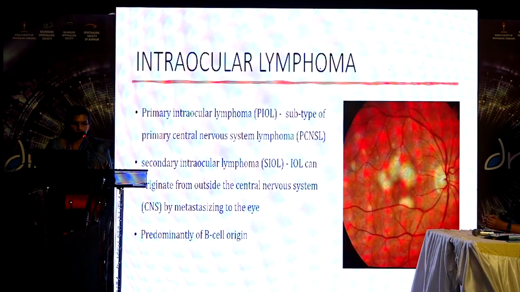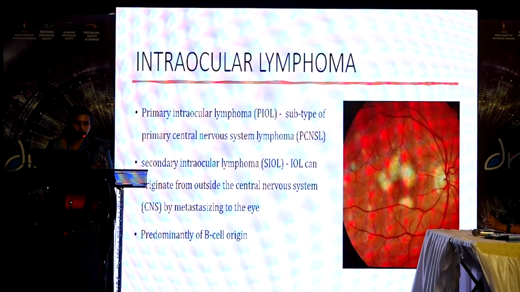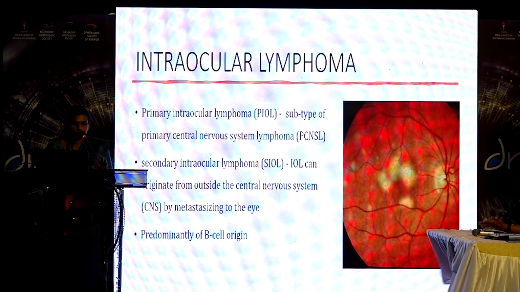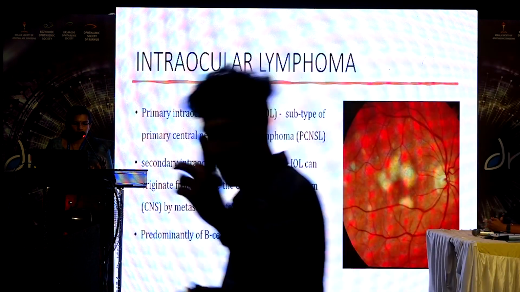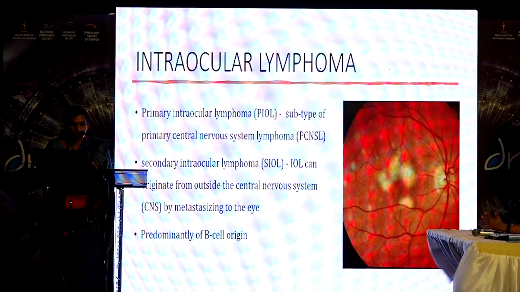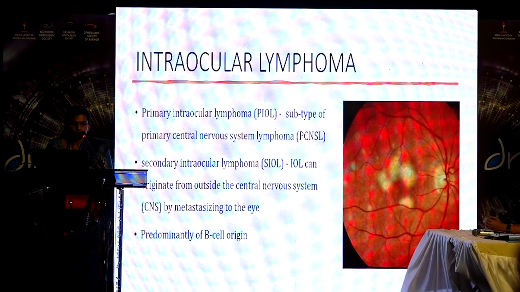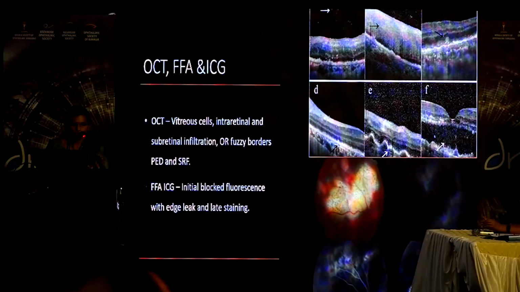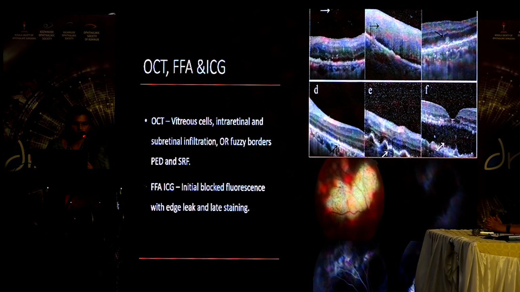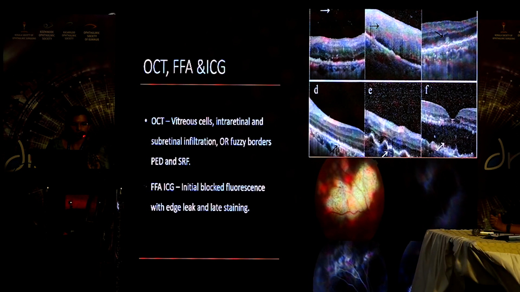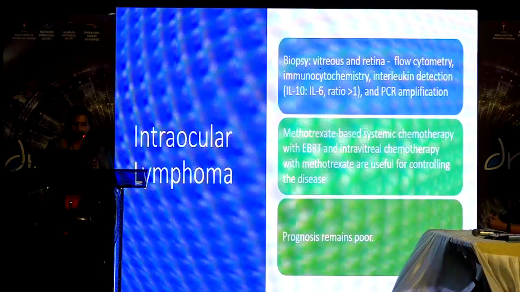Now coming to intraocular lymphoma, it can be primary or secondary. Primary means it's associated with primary central nervous system lymphoma, and secondary means lesions originating from outside the CNS by metastasis to the eye. It's predominantly B cell in origin. OCT shows characteristic findings with vitreous cells, intraretinal and subretinal infiltration, outer retinal fuzzy borders, PED and SRF. And in FFA and ICG we can see initial blocked fluorescence due to the lesion with edge leak and late staining.